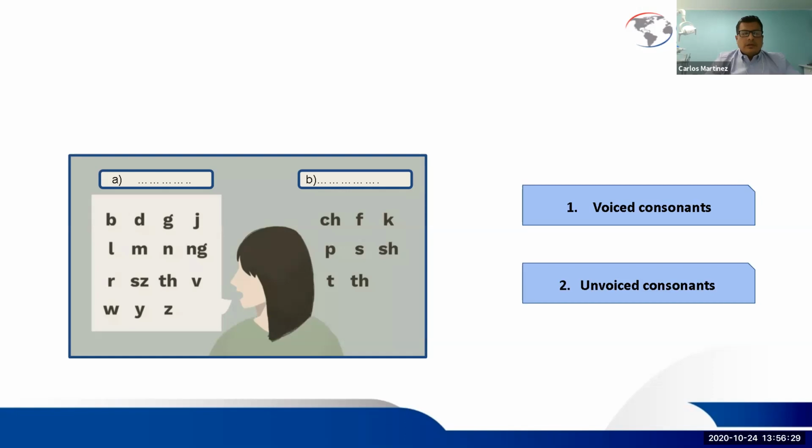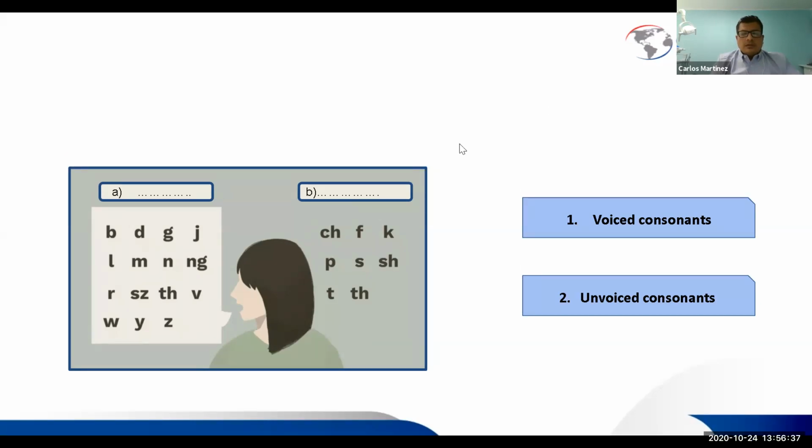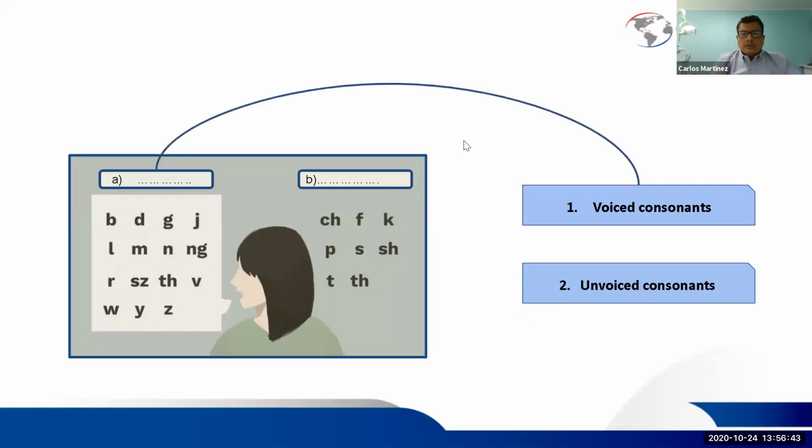No? Okay, so let me tell you. A is one, and of course, B is two. Very good. So the voiced are B, D, G, J, L, M, N, R, V, W, Y, Z, and the unvoiced are C, H, F, K, P, S, T. Notice how TH appears in both, because the same letters make two different sounds: one is voiced, and one is unvoiced.